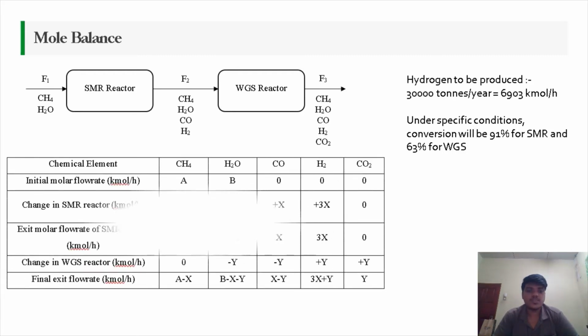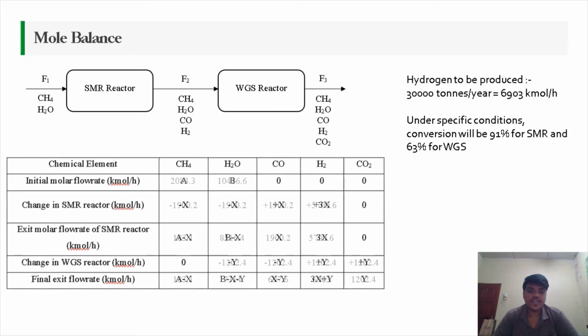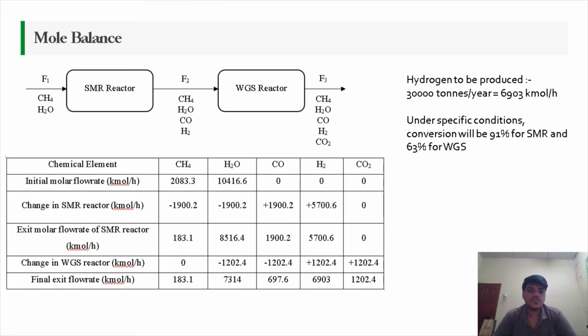Now, this is the stoichiometric balance for the production, and substituting the final value of hydrogen, 6,903 kilomole per hour, into the 3x plus y and using the conversions where appropriate, we can find all the final molar flow rates to be as following.